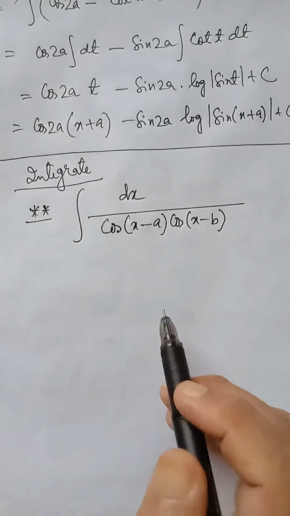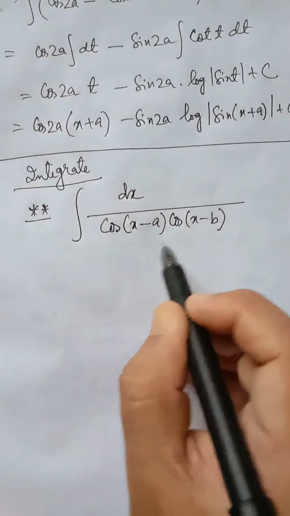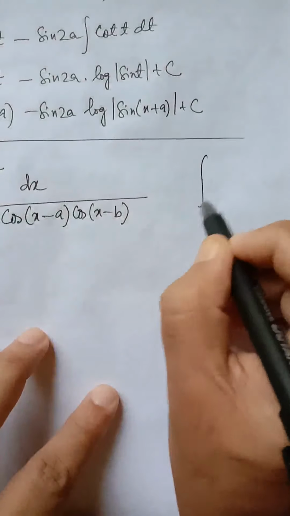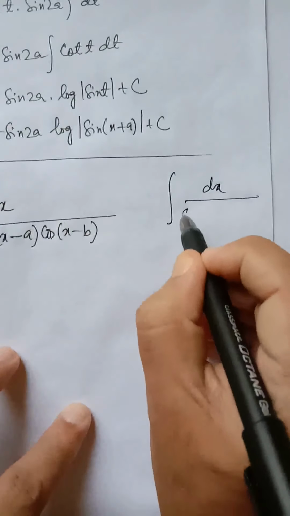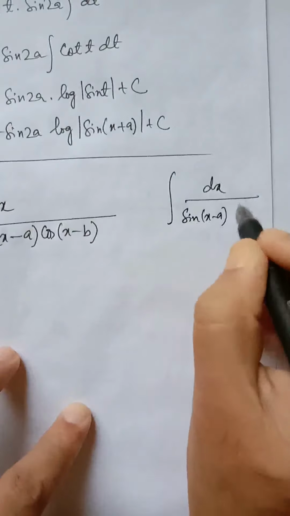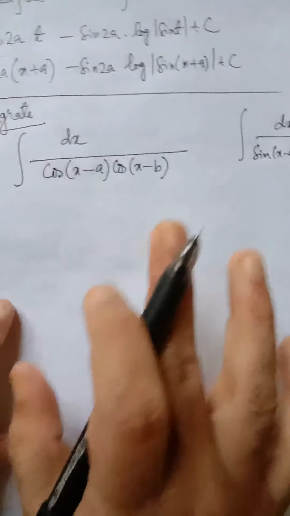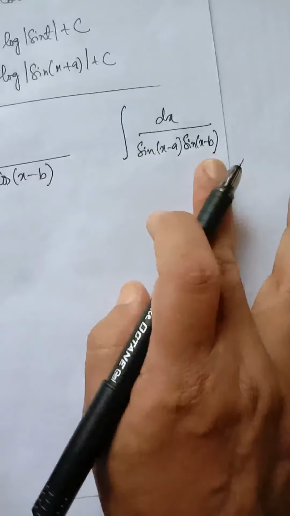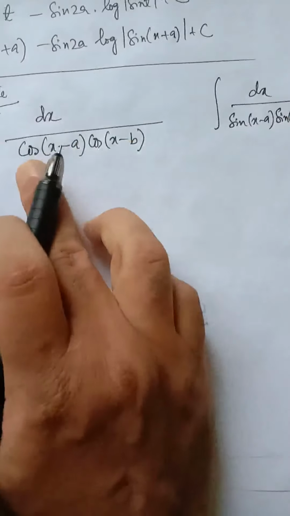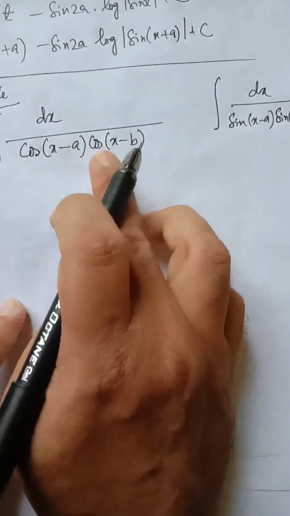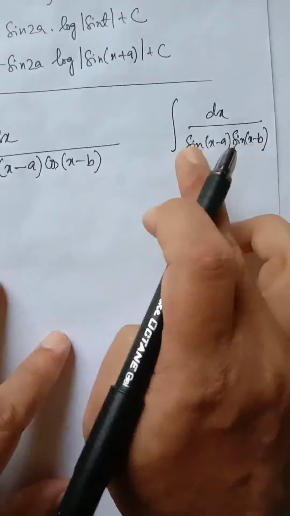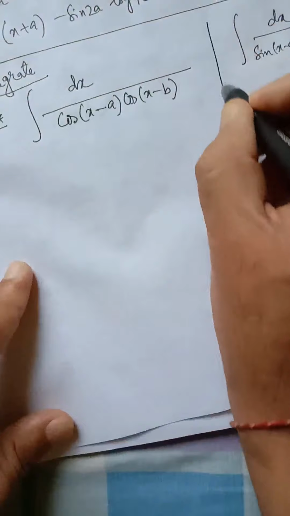Next, to integrate dx by cos(x − a) cos(x − b). With that, I am writing one more question here: dx by sin(x − a) sin(x − b). If the given integral is of this form, either in this form or in this form, that is, if in the denominator both the terms are cos(x − a) cos(x − b), or sin(x − a) sin(x − b), what will we do in both the cases? We will express the numerator in terms of sine.